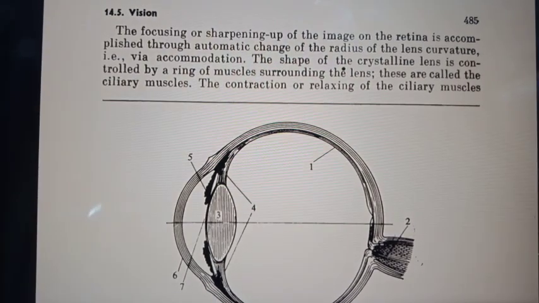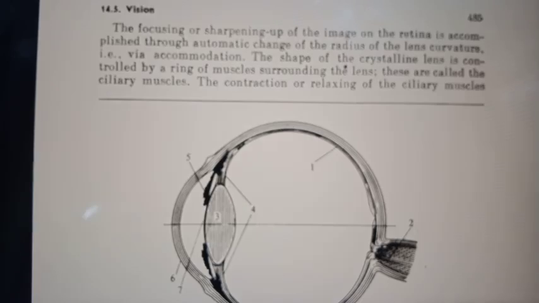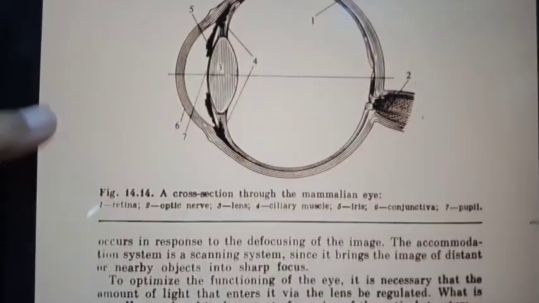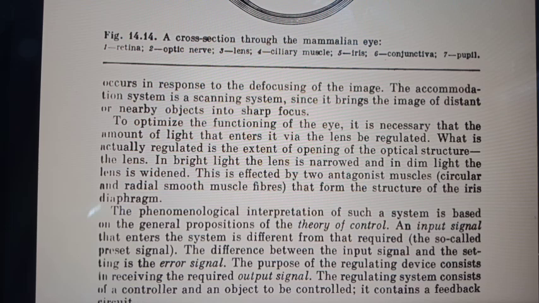The shape of the crystalline lens is controlled by a ring of muscles surrounding the lens. These are called the ciliary muscles. The contraction or relaxation of the ciliary muscles occurs in response to the defocusing of the image. The accommodation system is a scanning system since it brings the image of a distant or nearby object into sharp focus.